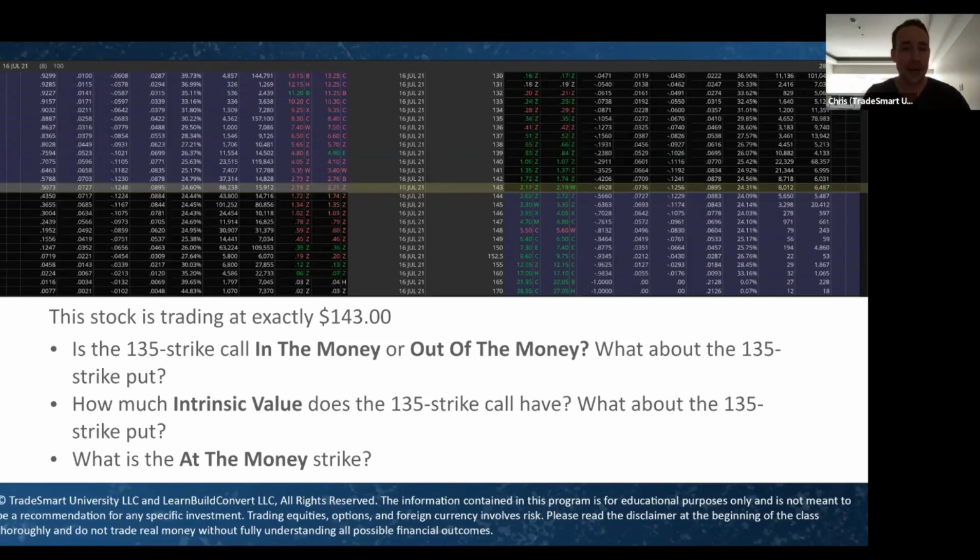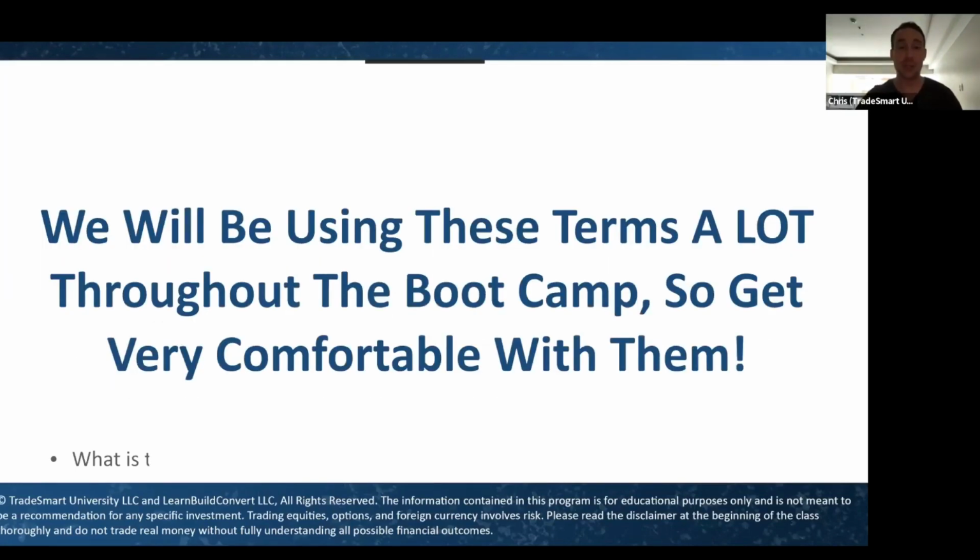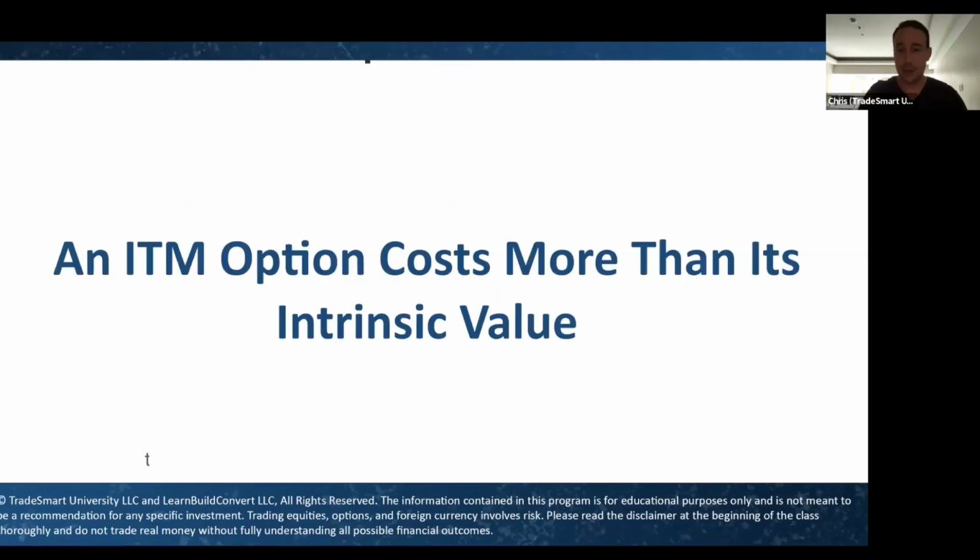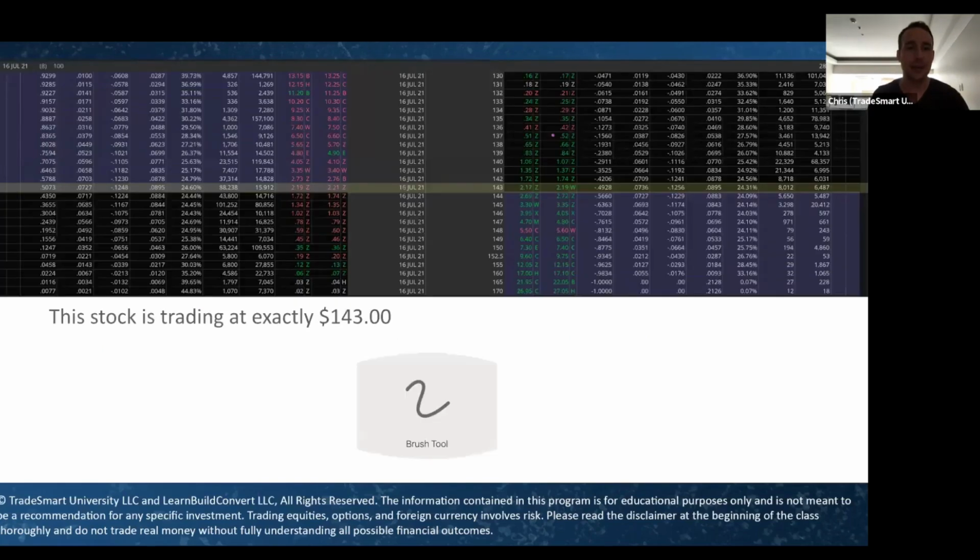Great. Okay. So we will be using these terms a lot throughout the bootcamp and throughout your trading career in general as you trade options. So get very comfortable with the concepts of in the money, out of the money, especially those two, and then at the money is basically where those switch over. Cool. However, as we looked at in this slide, an in the money option costs more than its intrinsic value, right? If we go back, we said that these 135 strike calls had $8 of intrinsic value, but they're trading here for $8.30 or $8.40, right?